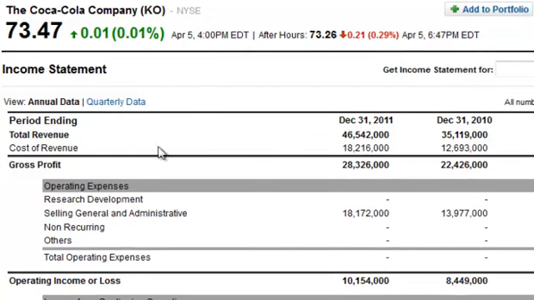So let me show you guys what you can do with this right here. The total revenue, of course, is the first line on the income statement. It's total revenue, and then there's that money that they've made. The cost of revenue is what we talked about. It's the cost associated with making this money. So here's the cost of $18.2 million versus 46.5.